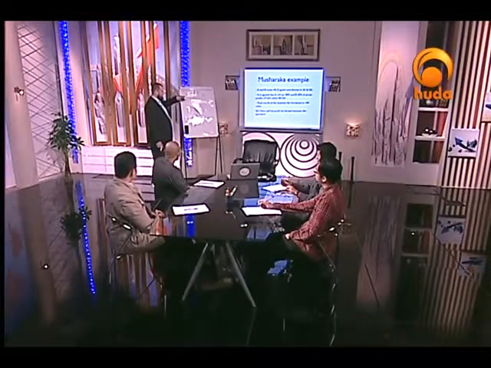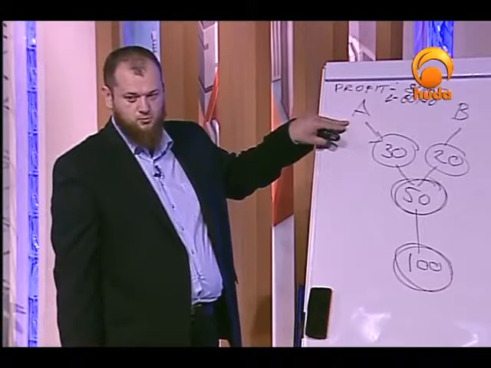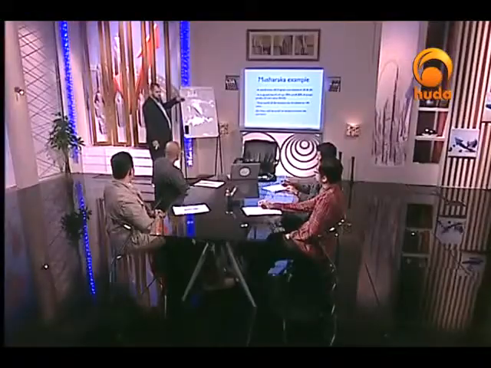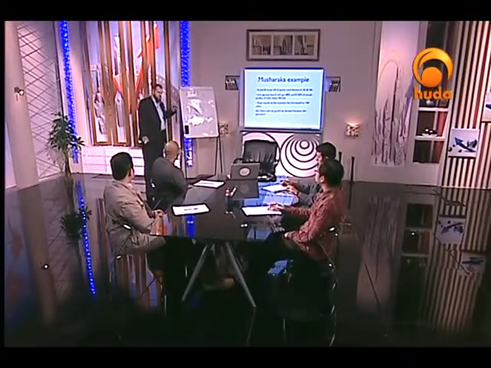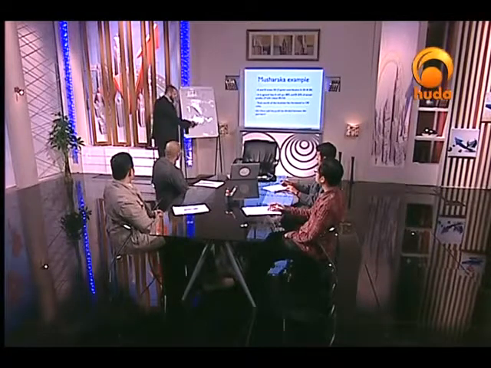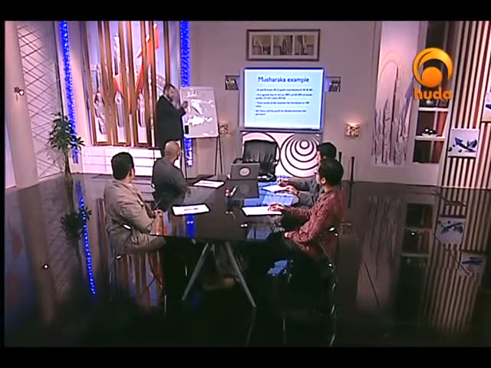So A will get how much? 80. 80 of what? 80 from 100? No, we just talk about profit now, not the capital contribution. So he will get 80%. The profit is 50, so how much is 80% of 50? 40. So A will get 40, and the other partner will get 10.